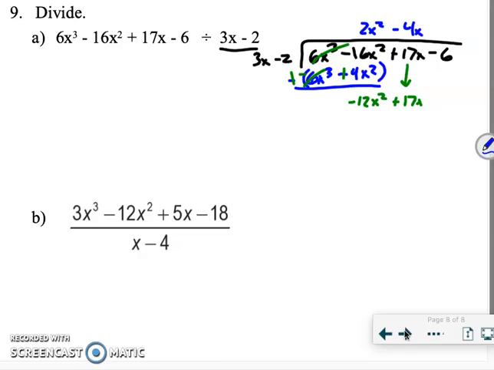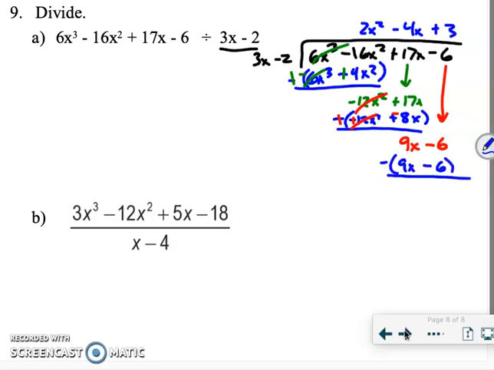Now when I multiply, that's going to give me negative 12x squared plus 8x. But remember, I'm subtracting this binomial, so I have to add the opposites. My 12x squareds cancel. 17x minus 8x, excuse me, is going to give me 9x, and I drop down my minus 6. Lastly, 3x goes into 9x exactly 3 times. When I multiply, that will give me 9x minus 6. When I subtract that binomial, again, we're adding the opposites, and 0 is our remainder, which is fantastic news, because now I know that my final answer is 2x squared minus 4x plus 3.